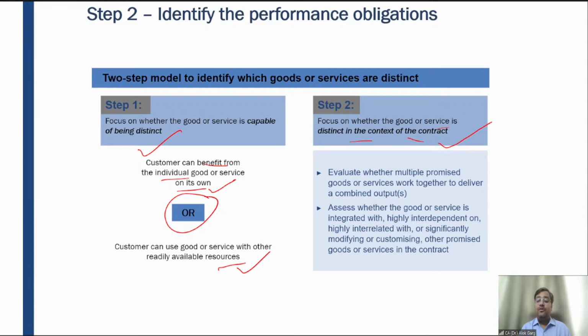But you are also required to see whether it is distinct in the purview of the contract, why you have entered into the contract. Your objective is to avail the air condition as well as the installation. Your objective was not to get the installation from the outside market. Your objective was to get the installation from this company only. Why? Probably because that installation will require a high degree of integration, modification, customization, interdependency, right? So you want to get that installation service from that particular vendor, supplier, or company only.